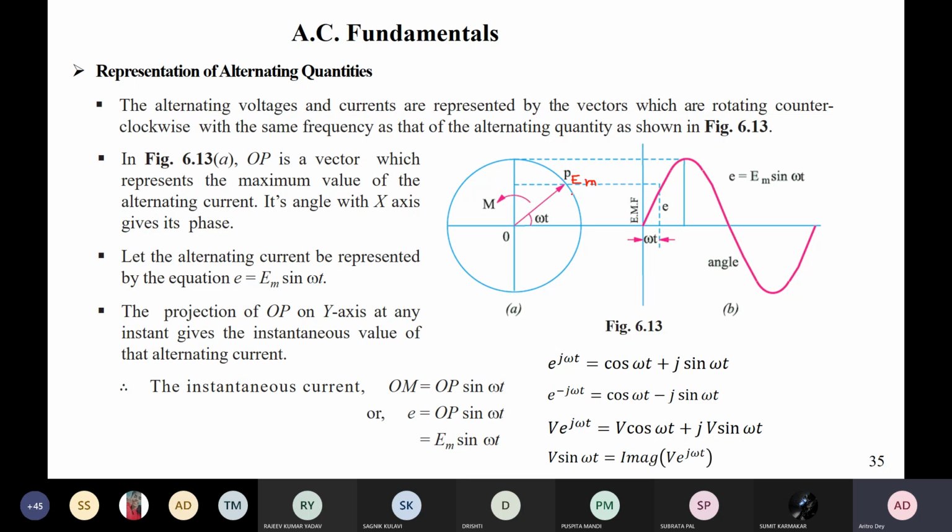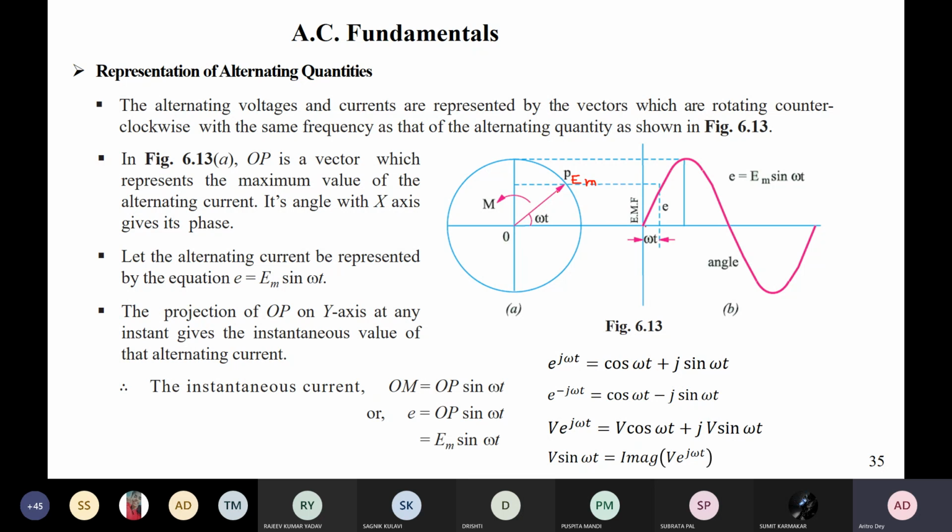If you take the vertical component along this, you will get the magnitude, which is equal to EM sine omega t. As t changes, if t is equal to 0, e will be equal to 0. If t is equal to capital T by 2, you get e as maximum, and so on. This is how it is drawn in the complex plane actually.